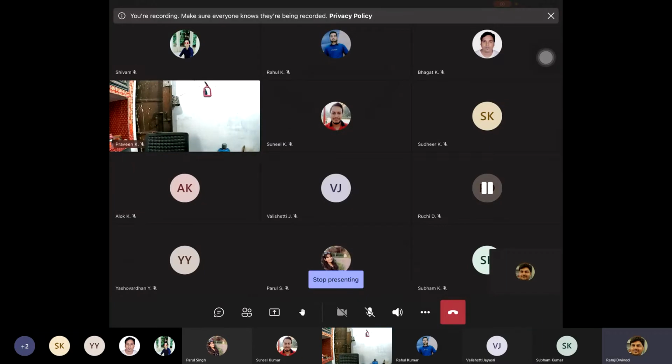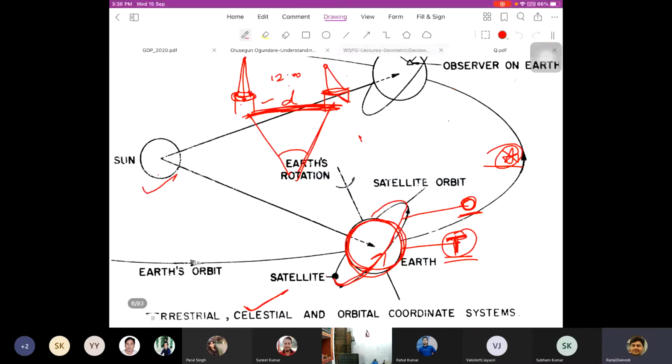Okay, so I'm just going to go over the content which we had in the previous class. We were discussing, or rather, we started the discussion about the coordinate system, the relevant coordinate system, which is essentially required. So please let me know whether the screen is visible to you or not.